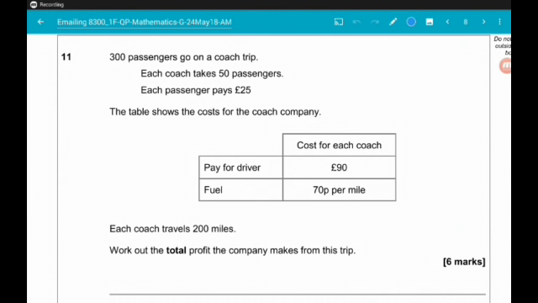Question 11, we have a nice 6 marker. So 300 passengers go on a coach trip. Each coach carries 50 people. Each passenger pays £25. The table shows the costs to the coach company. So it's £90 per coach driver and 70p per mile for fuel. Each coach travels 200 miles. We want to work out the total profit to the coach company.